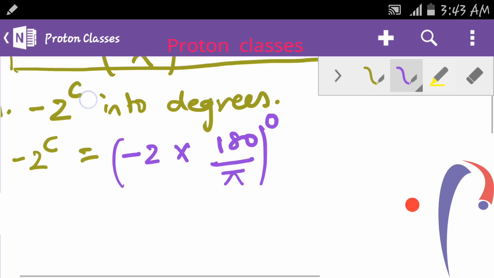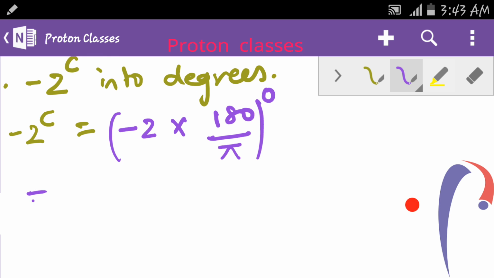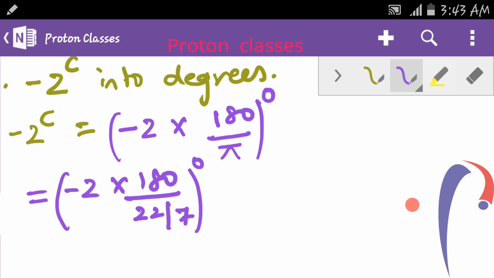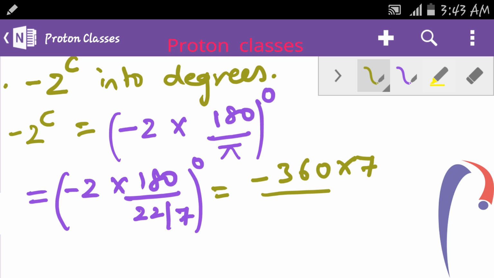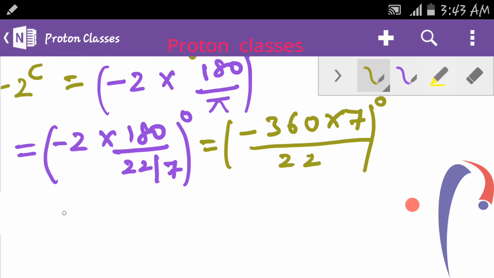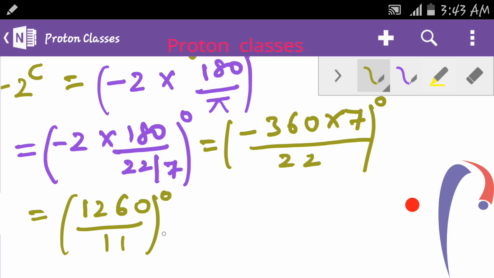degrees. Now how can we go on? Like this, -2 into 180 upon pi, put the value of pi as 22 by 7. Now -2 into 180 is -360 into 7 upon 22. This whole is in degrees. Now by further cancelling we got it as 1260 by 11 degrees.